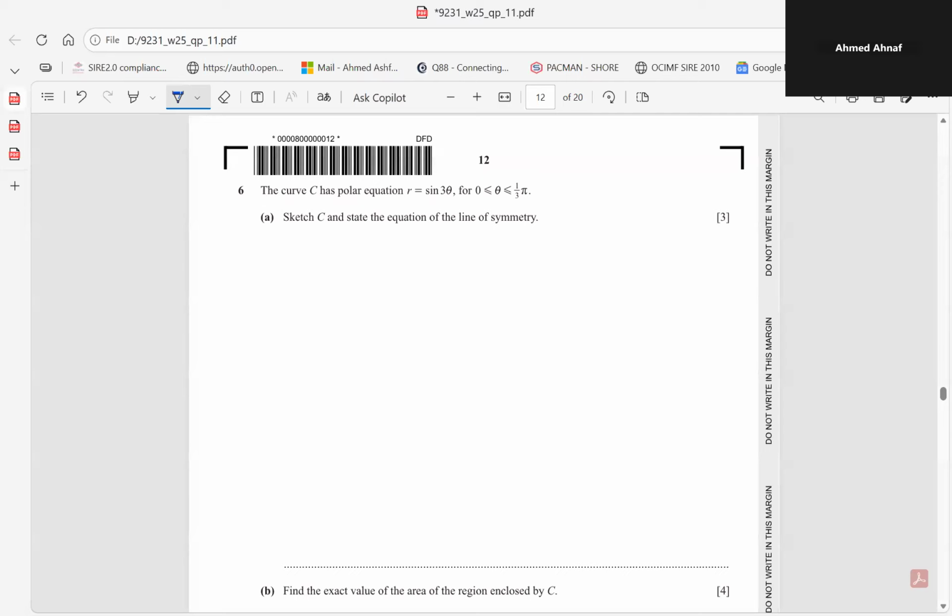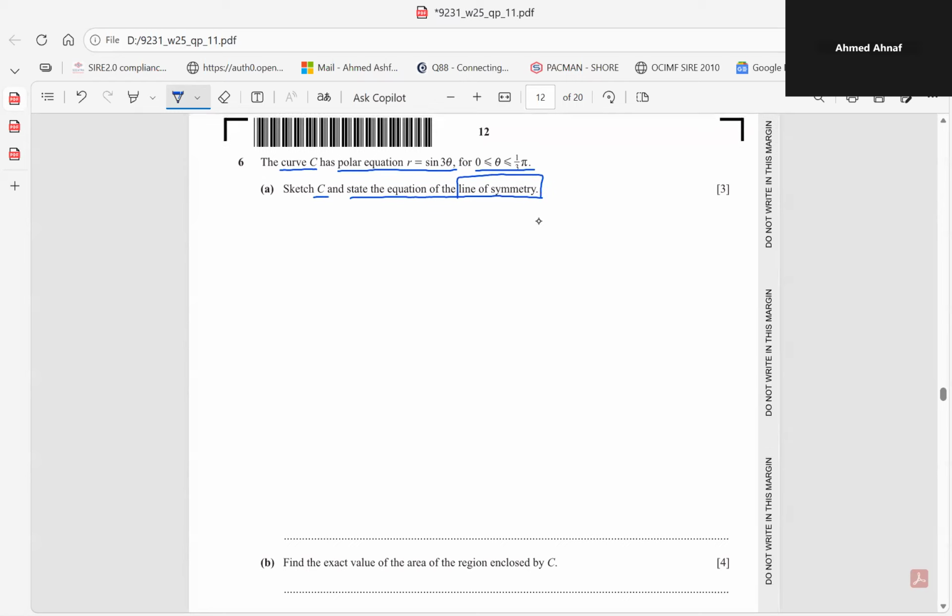Okay, so for this question, we're told that the curve C has this polar equation r equals sine 3 theta for theta between 0 and pi over 3. For the first part, we need to sketch C and state the equation of the line of symmetry. So this is the keyword, line of symmetry. To sketch a polar curve, you need to draw your initial line, which is the same as your x-axis. This initial line is where theta equals 0.